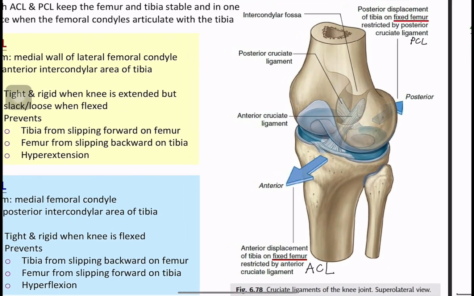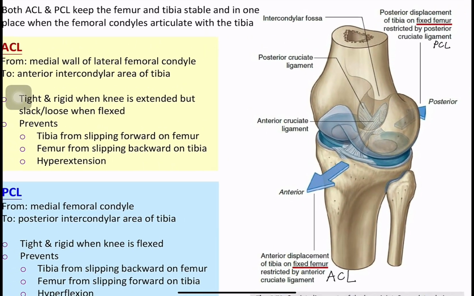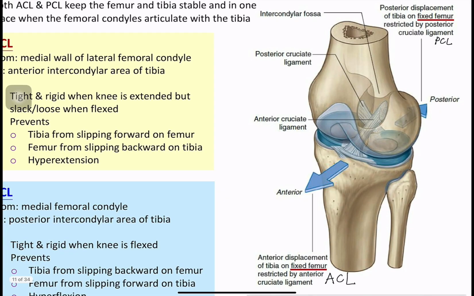So I hope you can at least recognize or appreciate the arrangement of the PCL and ACL. Because if you know the arrangement, where each comes from and where it attaches to, it actually helps you understand what these ligaments are for. Okay.